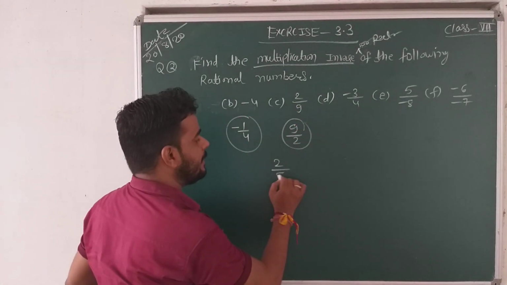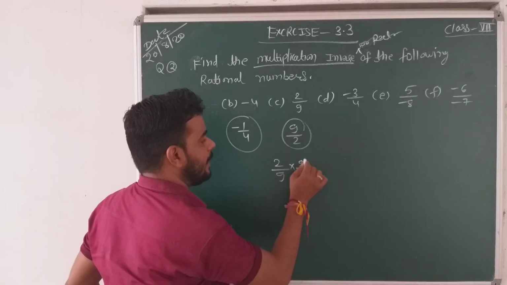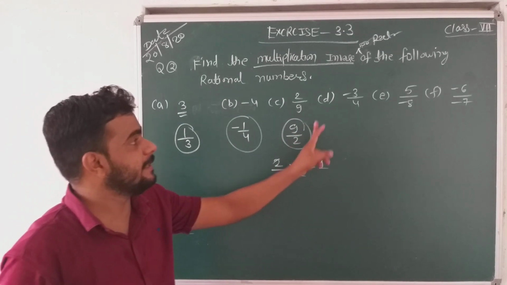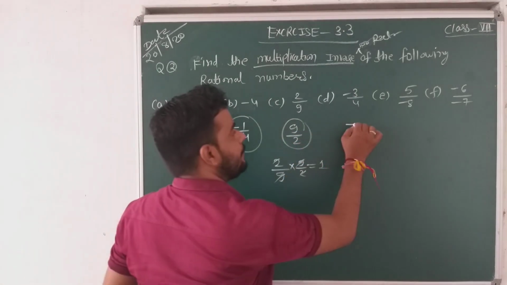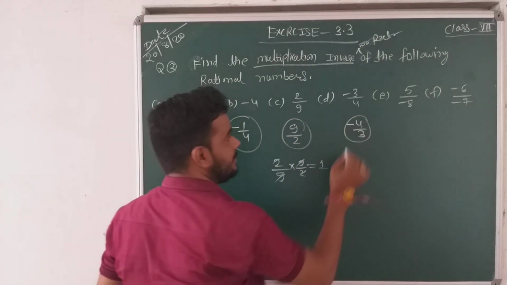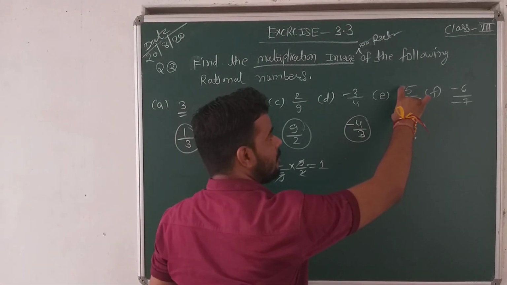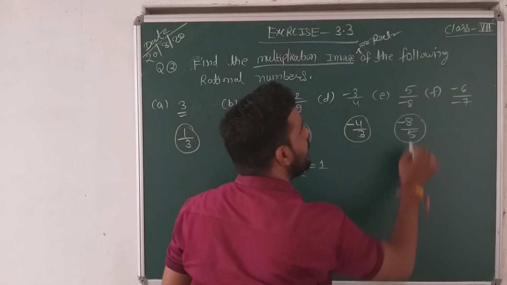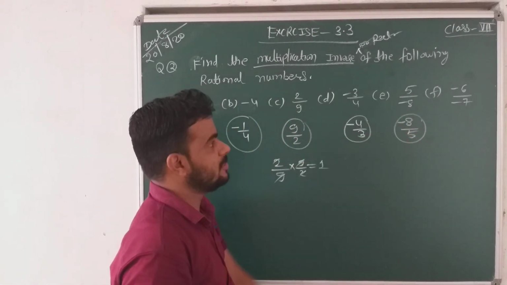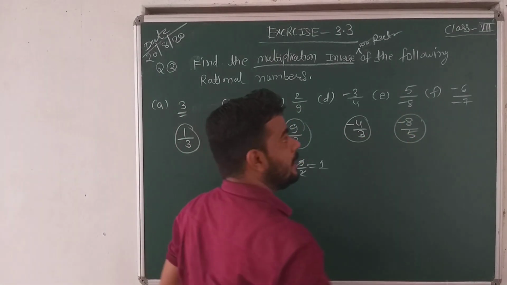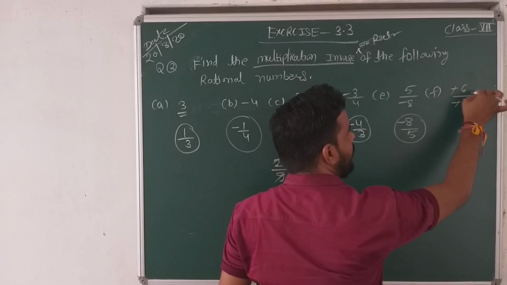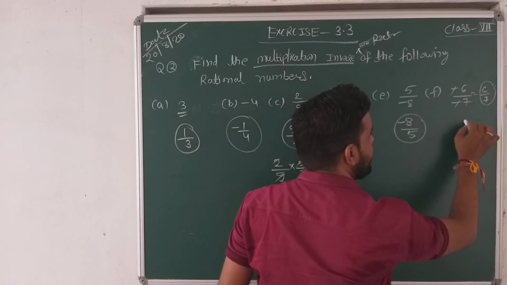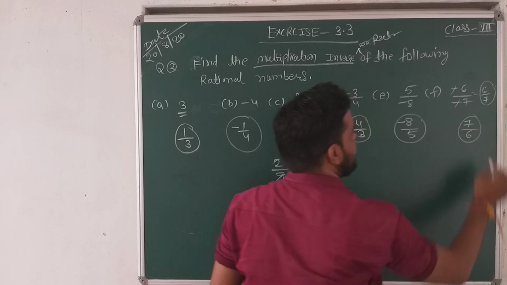How? 2 by 9 multiplied by 9 by 2, the 9s cancel, the 2s cancel, and the result is 1. Then the multiplicative inverse of negative 3 by 4 is negative 4 by 3. The multiplicative inverse of 5 by negative 8 is negative 8 by 5. And last, the multiplicative inverse of negative 6 by negative 7: you know that negative by negative is positive, so the result is 6 by 7, and its multiplicative inverse is 7 by 6.